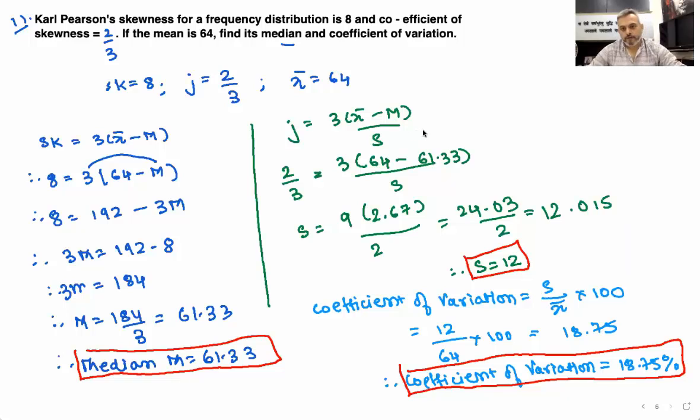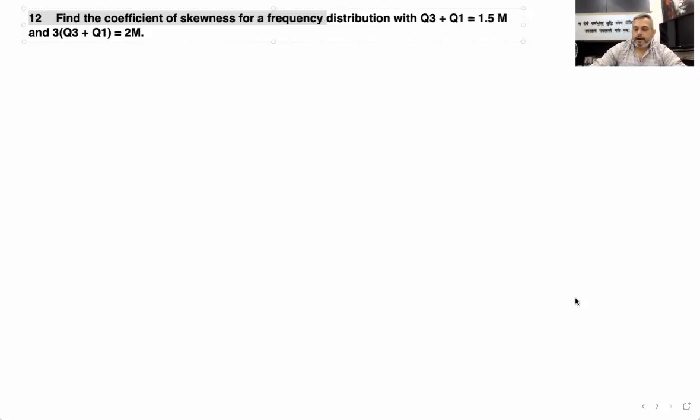This is how you have to steer through various formulas to get the answer. Okay, so you go stepwise, automatically you will start getting the answer. Okay, try to recall the formula and then there will be no problem. Okay, now let's go to the 12th sum.